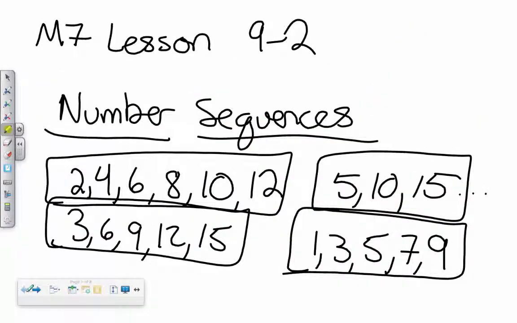All right, 2, 4, 6, 8, 10, 12. This is obviously what? Geometric. Multiplying by 2? 2 times 2 is 4. 4 times 2 is 8. No, I meant adding 2. That's arithmetic. All right, 3, 6, 9, 12, 15. That's arithmetic. Adding 3 each time. 5, 10, 15, 20. Arithmetic for the bottom one.